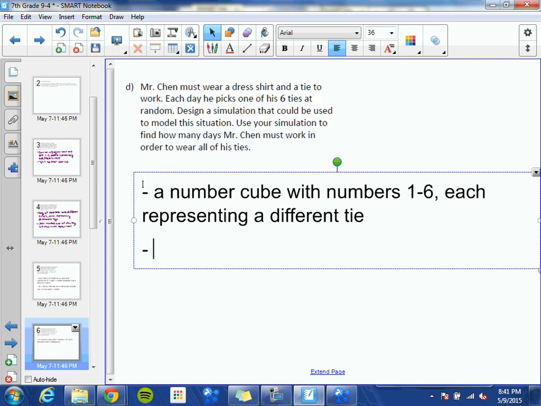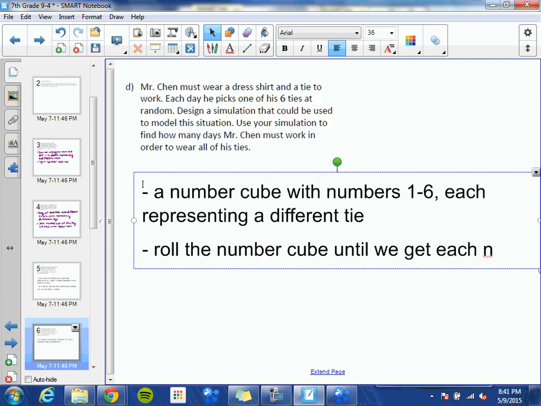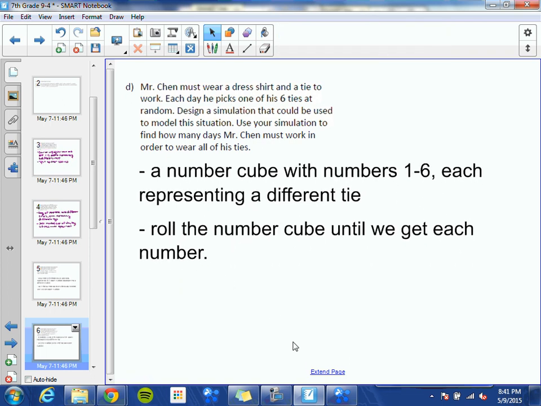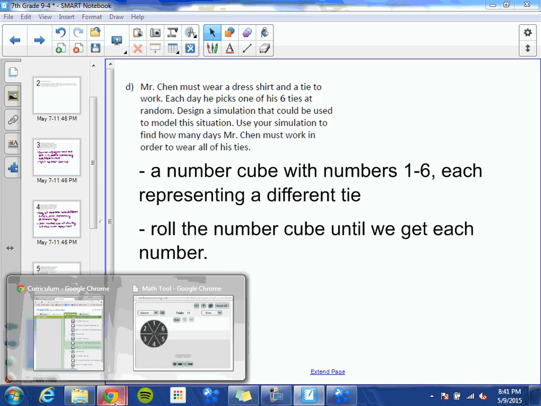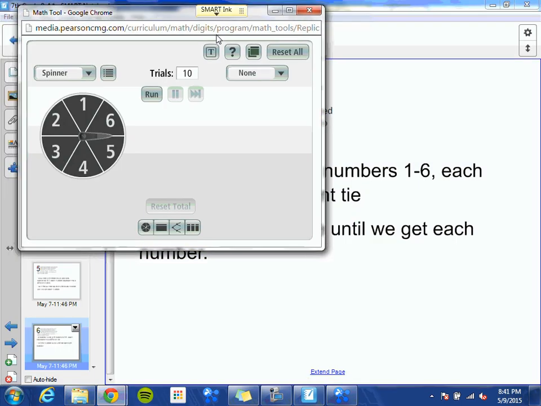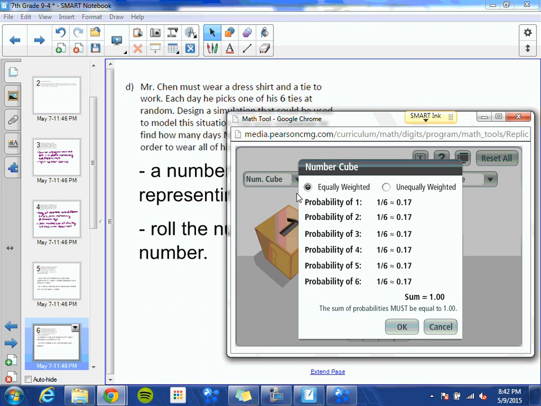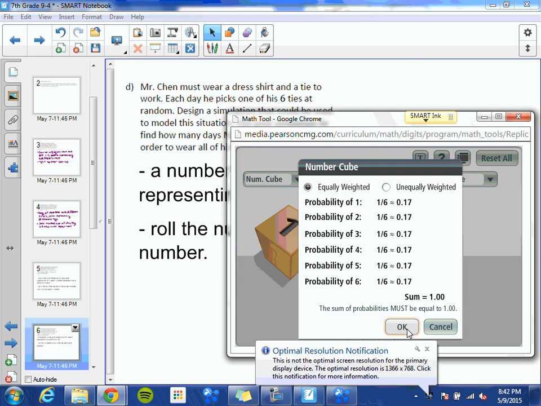We could then roll the number cube until we get each number and count however many times that is. Now in this problem, it wants us to actually run a simulation. So for that, I have a simulation generator, and we're going to roll a number cube. Equally weighted, 1 through 6.